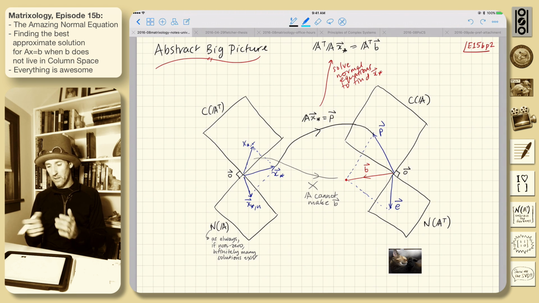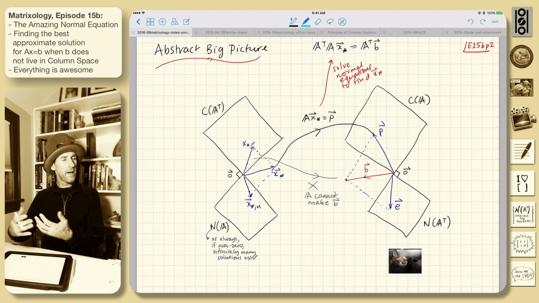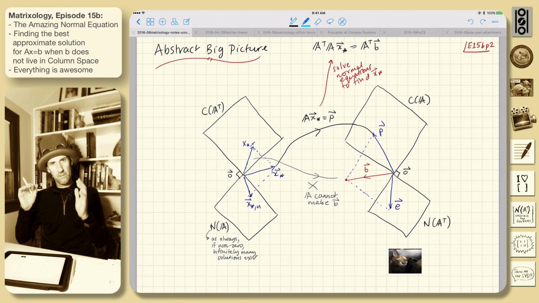So that makes sense. But there's a beautiful picture here. It's a beautiful kind of understanding that we cleave off the part that is simply unmakeable by A. We're left with the part that is makeable. We build that, and we're done.